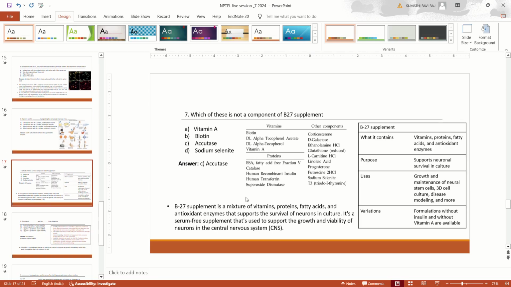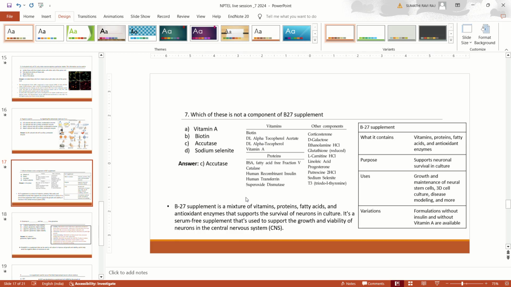Next is, which of these is not a component of B27 supplement? Vitamin A, biotin, accutase and sodium selenite. So accutase is also a detachment agent or dissociation agent like trypsin. So that will not be in your B27 supplement.